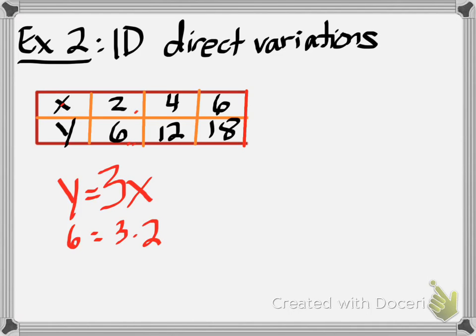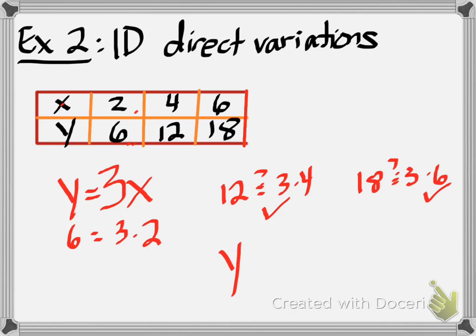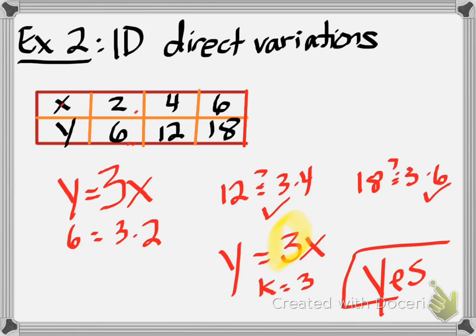Let's see if it works for the other examples, otherwise it's not consistent and then it's not a direct variation. So when y is 12, does that equal 3 times 4? Yes. And if y is 18, is that 3 times 6? Yes, it is. So my equation, y equals 3x, that means k is 3, there's that number. So yes, it's a direct variation.